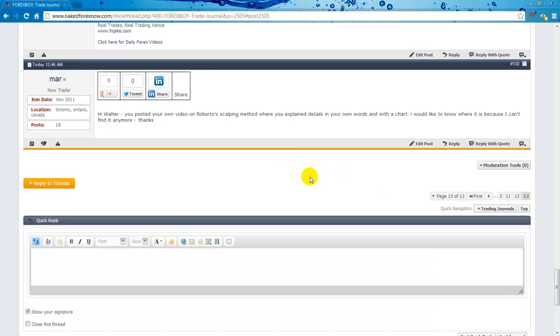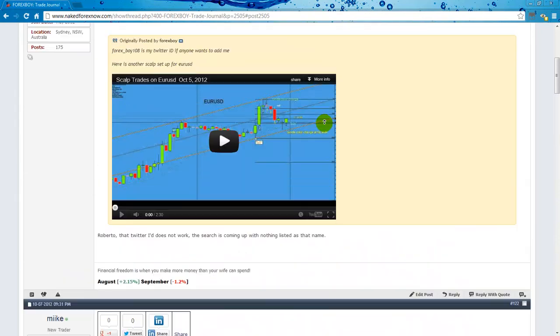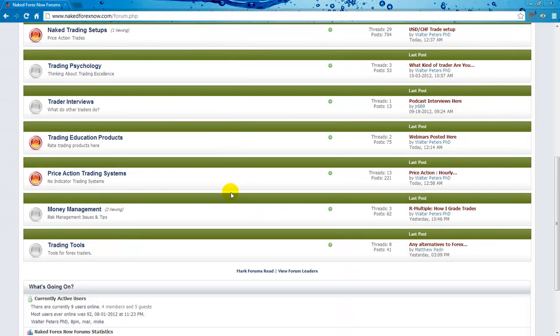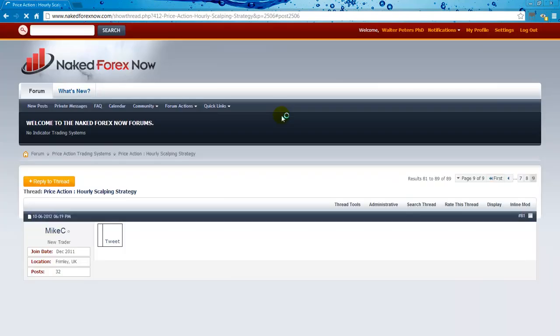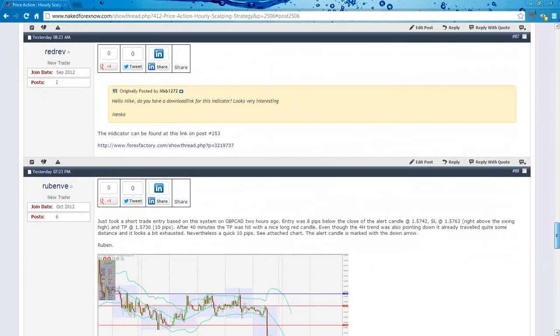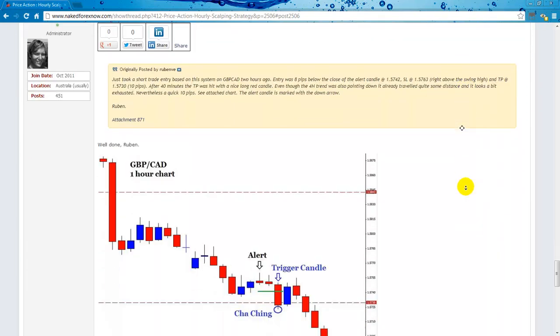I can see here that Marlene was asking for a video, so what I thought I'd do is go through and post a video based on Ruben's trade that he just took tonight. Ruben posted this chart, and I posted my version of it, on the pound CAD that he took a couple hours ago. You can see here it was in a downtrend.